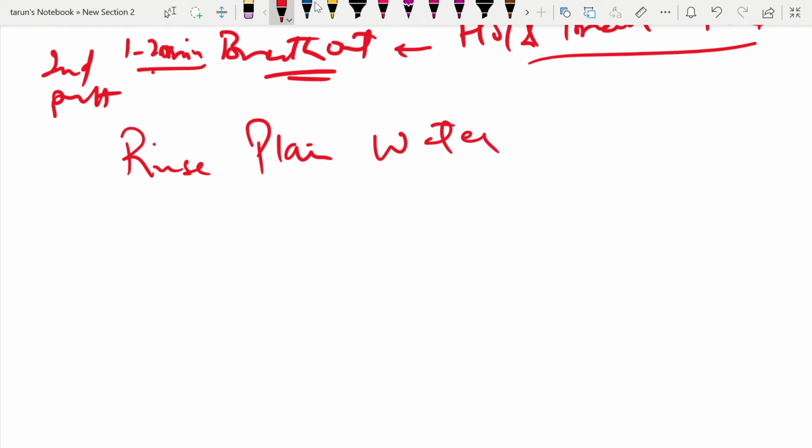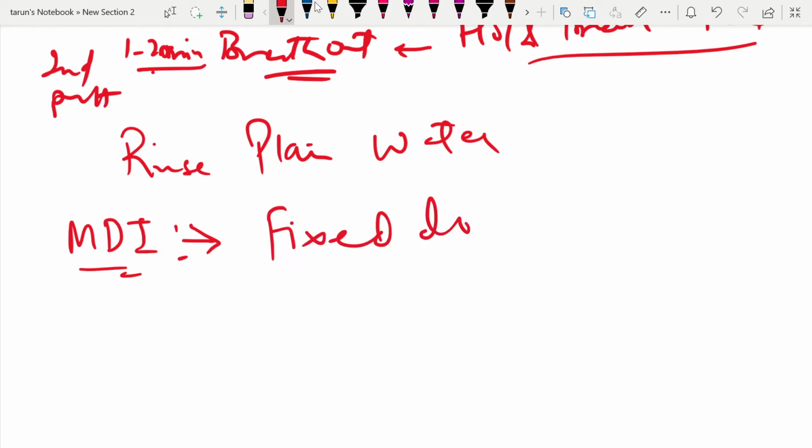Then, as the device delivers a measured or fixed dose of medicine, the instrument is called a metered dose inhaler. If the examiner asks why it is called a metered dose inhaler, you will say it delivers a fixed dose.